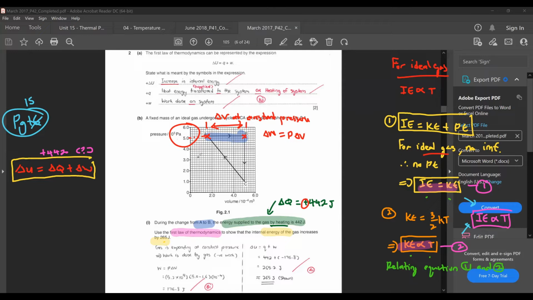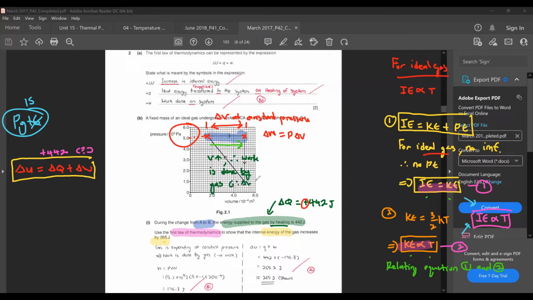Now from here, there's just one thing to note. Is my work done going to be a positive value or negative value? Or rather, is my work being done by the gas or on the gas? So you have to look at this one. If you're going from A to B, what can you say about the volume? The volume is increasing, isn't it? You see, from A to B, your volume is increasing. So if you see that your volume is increasing, let me use a different color. Now your volume is increasing. That means work is done by the gas.